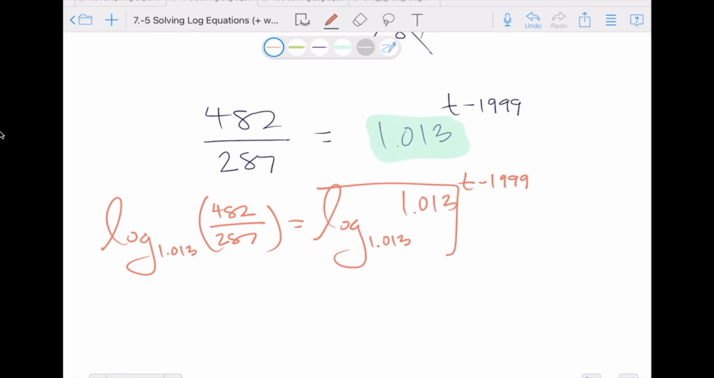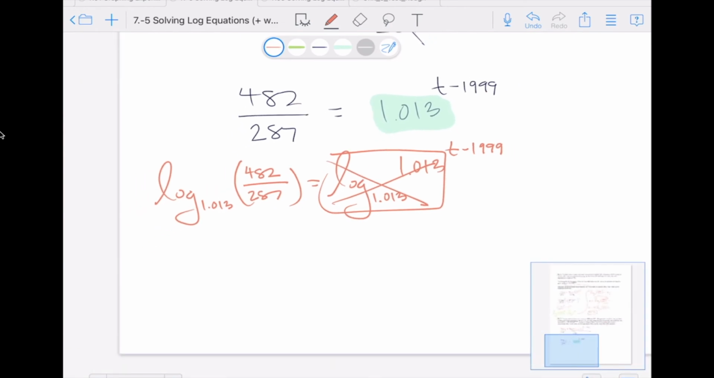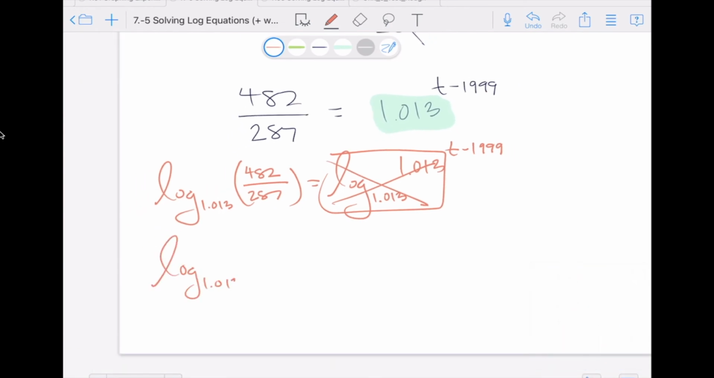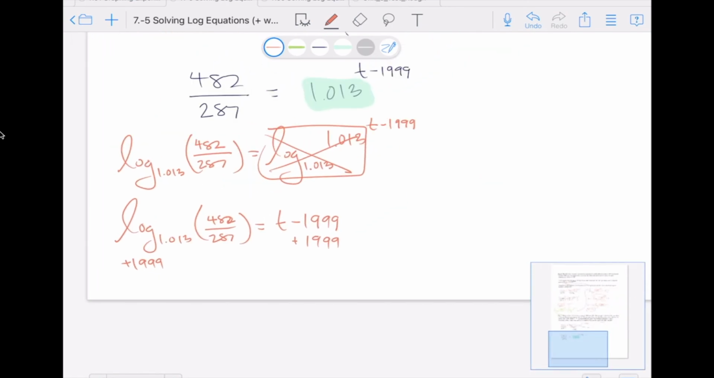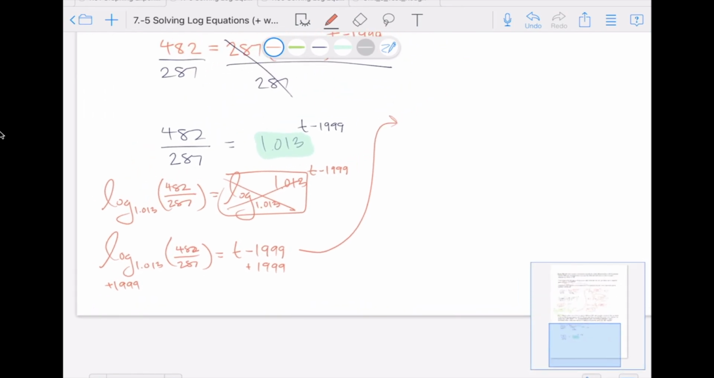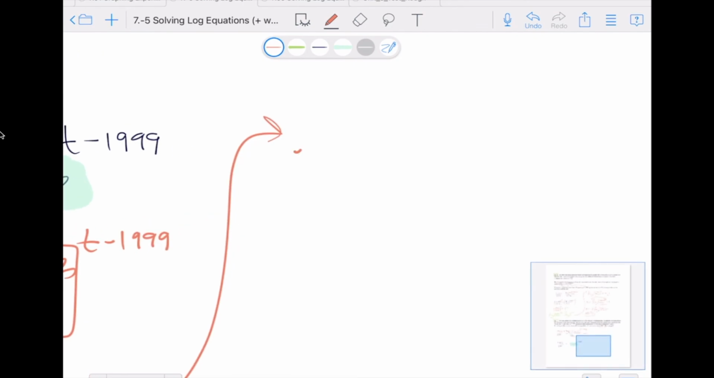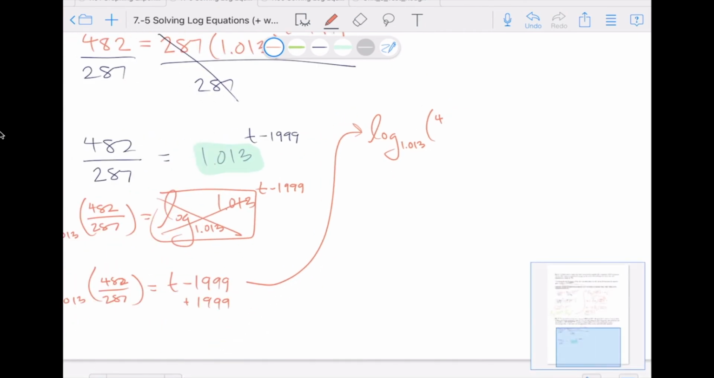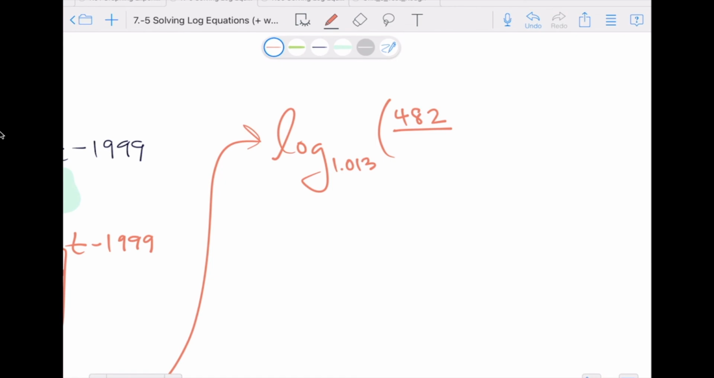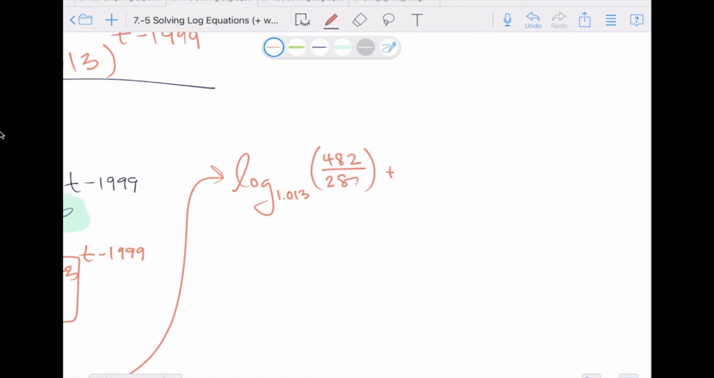And notice, remember, this pulls that exponent out of the superscript, and we end up with log base 1.013 of 482 over 287 is equal to t minus 1999. And then finally, all we need to do is add 1999 to both sides. So our final equation that we can use to figure out what t equals is log base 1.013 of 482 over 287 plus 1999 is going to give us the year.